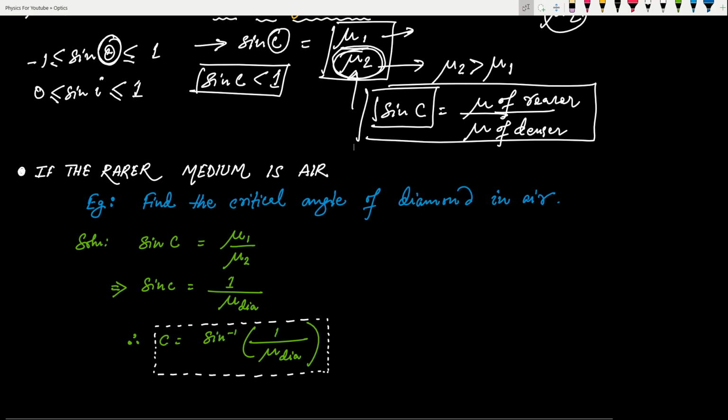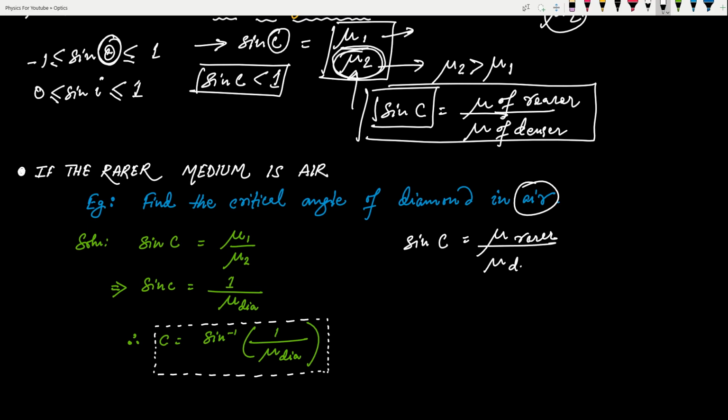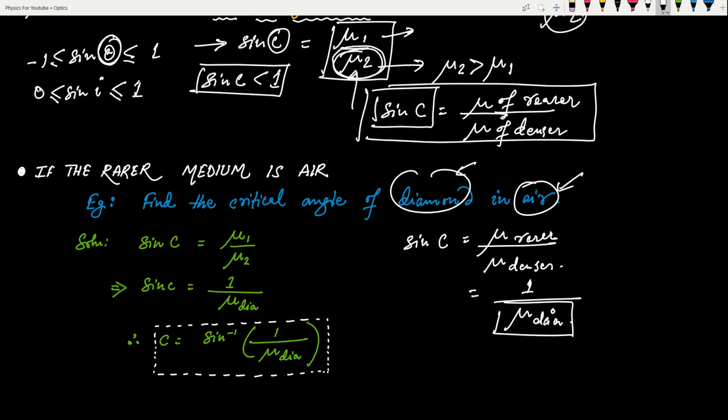Now if the question is like this, find the critical angle of diamond in air. We know air is the rarer medium because the refractive index of air is always the least. So if this is the question and we need to find the critical angle, then we can directly say that sine C is mu of rarer by mu of denser. Now you will never get confused. Rarer is which of the two media, air or diamond? Obviously air is the rarer medium, so we know refractive index of air is 1, and mu of diamond will be given in your question. If it is given in your question, then you can easily find C, that is C will be equal to sine inverse of 1 by refractive index of diamond. This is how you calculate critical angle.